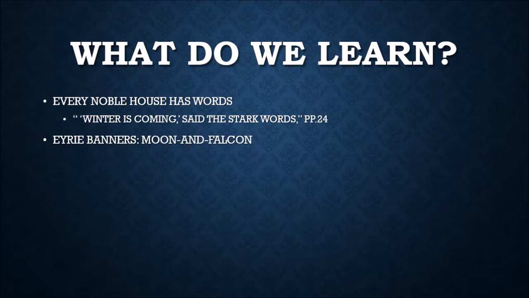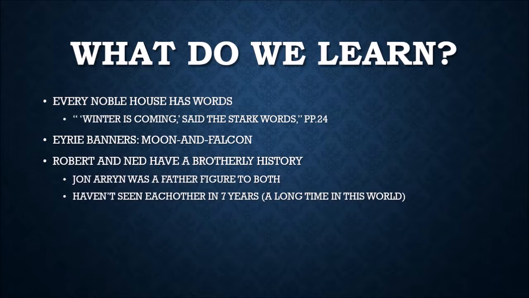We get more information on banners, which I find very fascinating. The Eyrie's banner: moon and falcon. That's what we are given about that banner. And we'll learn more about the Eyrie at least a little bit later. One of the characters has a connection to it. We learn that Robert and Ned have a brotherly history. Jon Arryn was a father figure to both. Jon Arryn is the character whom Catelyn told Ned was dead, killed before the story started, or during, or sometime like that, but off page.